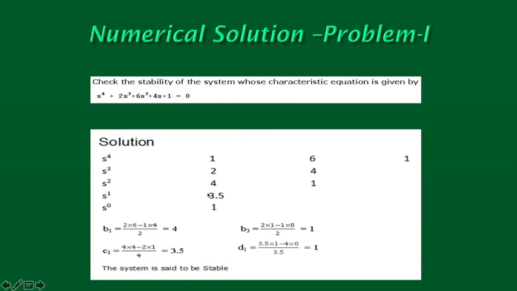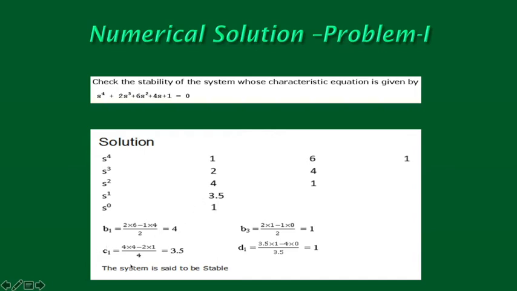Then create the third row, that means b1. So b1 equals 2 times 6 minus 1 times 4, divided by 2. So this is 4. Then b3 is 2 times 1 minus 1 times 0, there is no coefficient, that means this is 0, divided by 2, so this answer is 1. So write down 1.